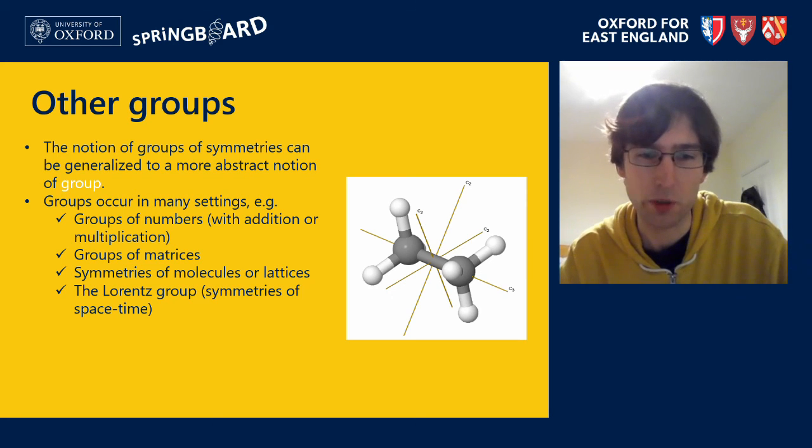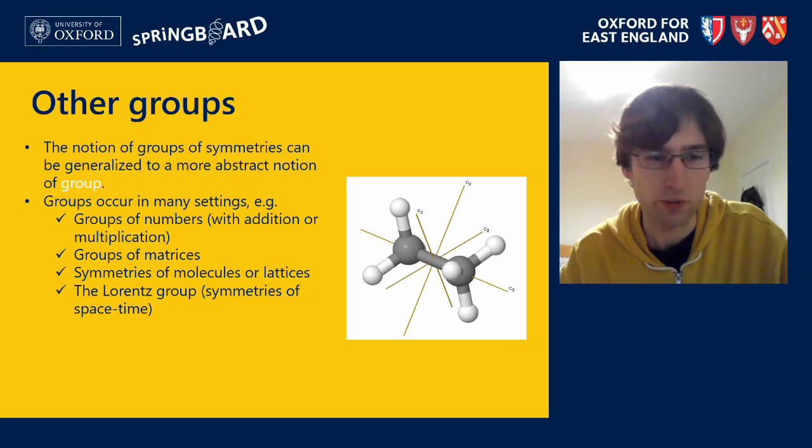Groups also come up in physics. For example, there's something called the Lorentz group, which describes the symmetries of space-time in Einstein's theory of special relativity. So groups and groups of symmetries really do come up all over mathematics and the mathematical sciences. It's a very fundamental and powerful notion.